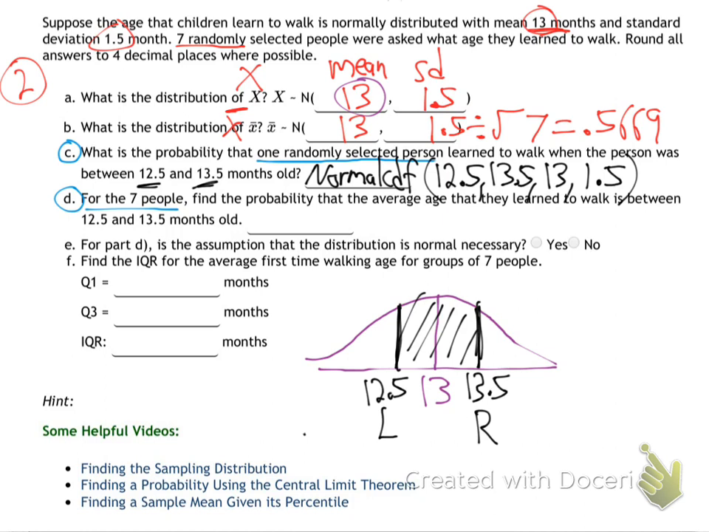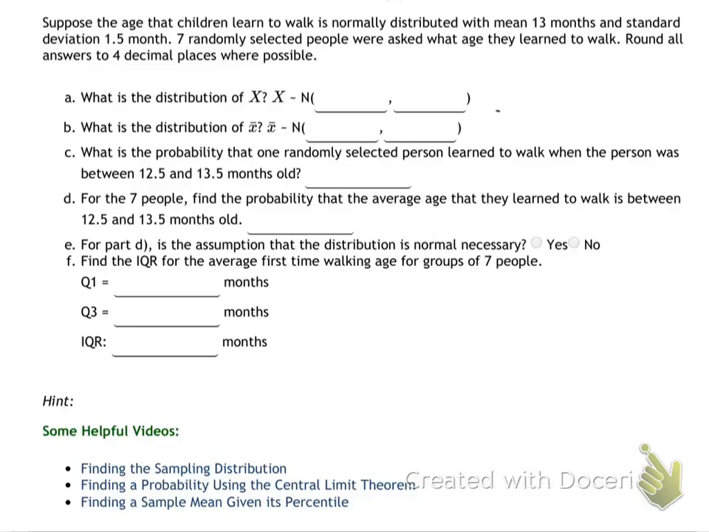And then for part D, it's again normal CDF from 12.5 to 13.5. Same mean. And the standard deviation, 1.5 divided by the square root, in this case, of 7, because my group size is 7. Hit the buttons on the calculator. Is that good? It's all easy? So we're good there. I'll come down to the Q1, Q3, IQR. And that's going to be the bell curve again.